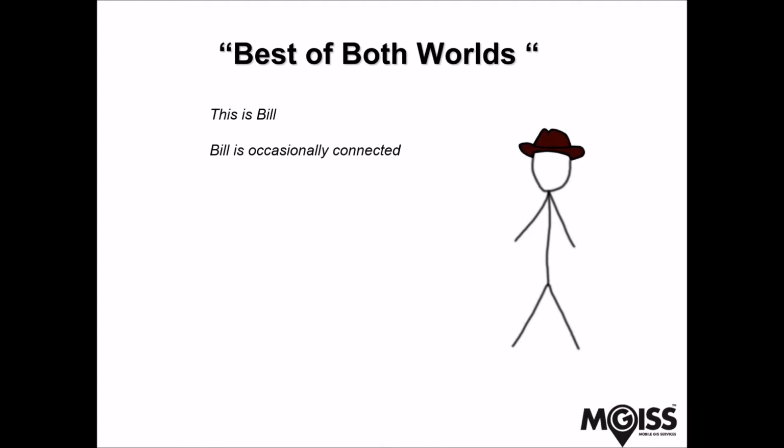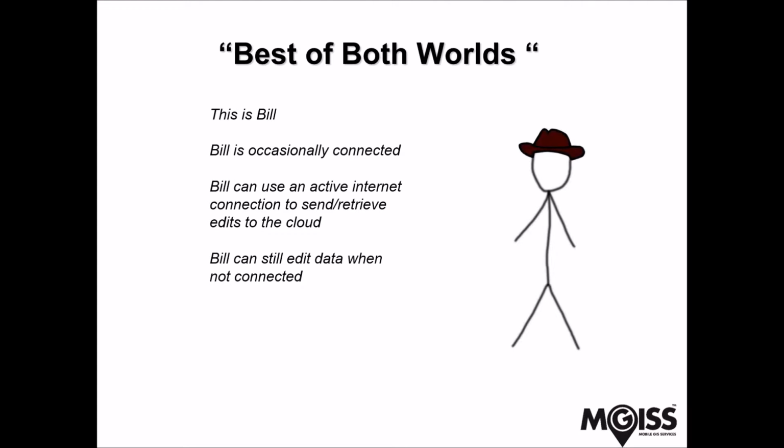So this is Bill, and Bill is occasionally connected. Bill does have an active internet connection, so we can retrieve and send edits to the cloud from the field. However, Bill can still edit data when he's not connected, as Bill has cached data. Bill is smart. Be like Bill. Excuse the pun.